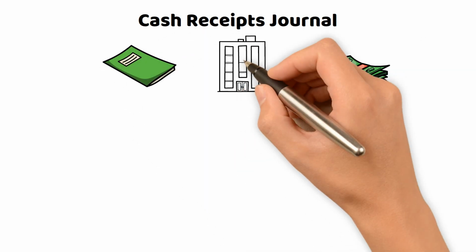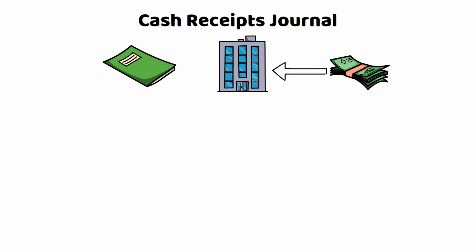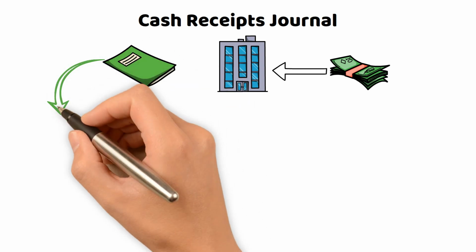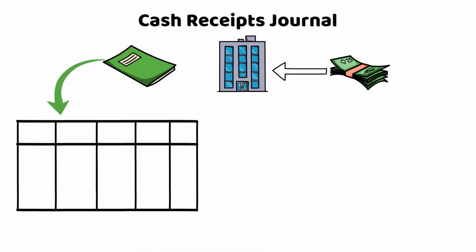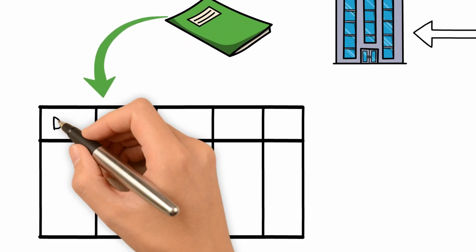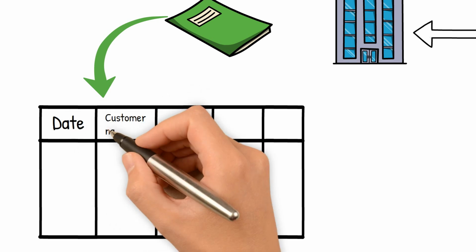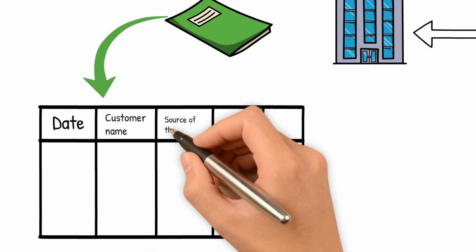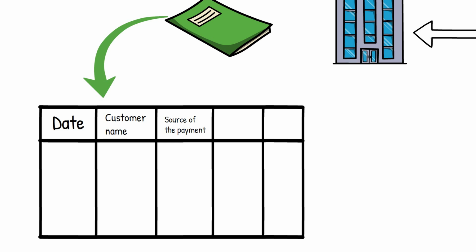A cash receipts journal is a specialized accounting book that records all cash a business receives. It is a chronological record of a business's cash inflows during a particular accounting period. The entries in a cash receipts journal typically include the date of the transaction, the name of the customer or payer, the source of the payment, such as cash, check, or credit card, the amount of the payment, and the account that is credited with the receipt.